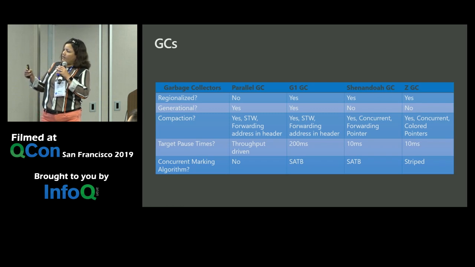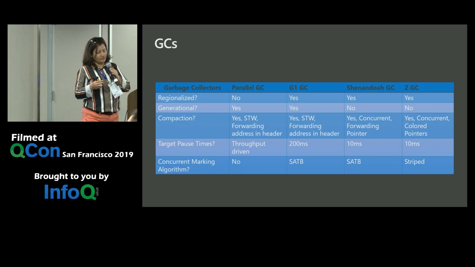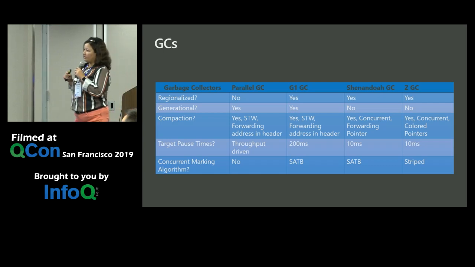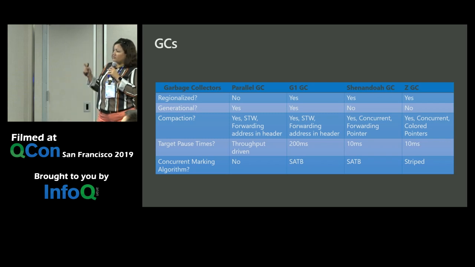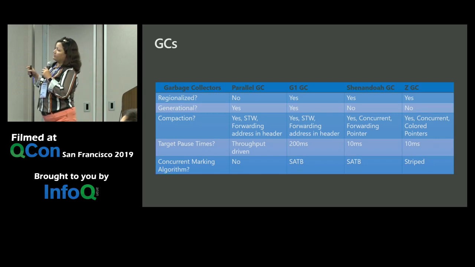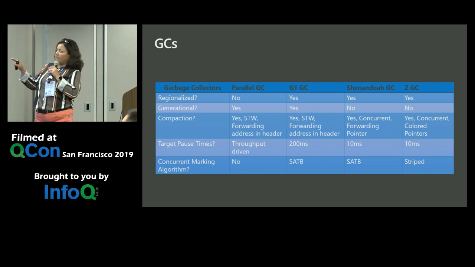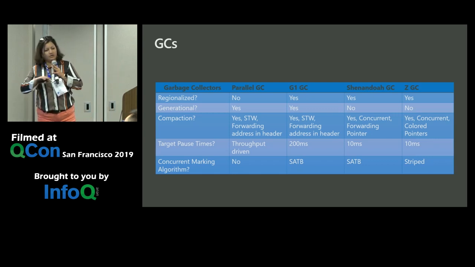Parallel GC does not have any concurrent marking at all. Everything is stop the world, like I mentioned, but G1 GC does have it. Both G1 and Shenandoah are snapshot-at-the-beginning algorithms, and ZGC does striping, which I'm not going to go into details on here. There's also the concept of colored pointers in ZGC, and their target pause times are slightly smaller than G1 GC, because both Shenandoah and ZGC are targeting the low pause time market, right?